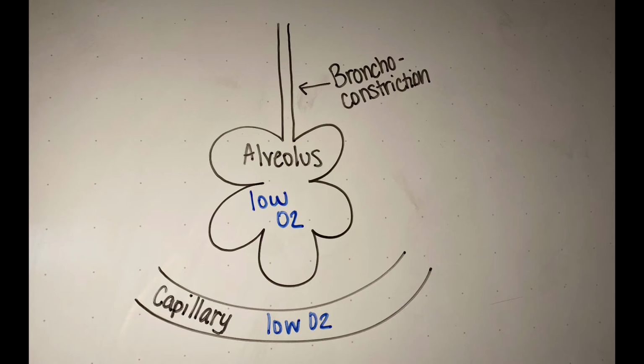So if the oxygen level in the alveolus is about the same as the oxygen level in the blood, then the rate of diffusion slows, which means the capillaries will not get as much oxygen in them, which means that blood will leave the lungs still deoxygenated.